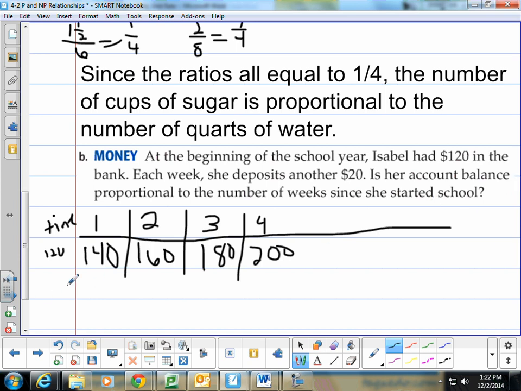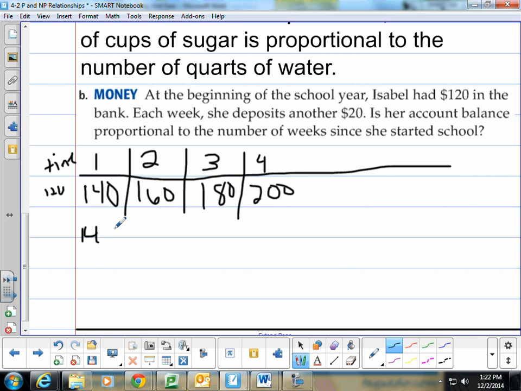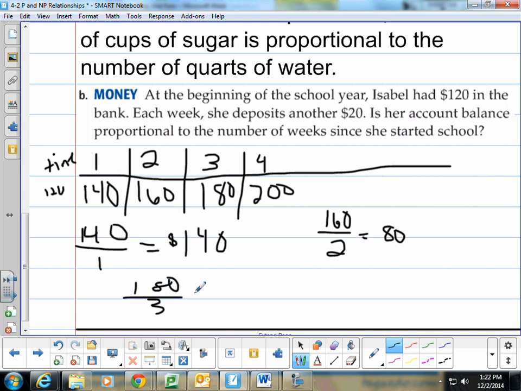So I say, okay, the balance 140 out of 1 week simplifies to 140. The second week, 160 over 2, if it's proportional, should simplify to the same, and that simplifies to 80. 180 for the third week over 3 simplifies to 60, and 200 for the fourth week simplifies to 50.